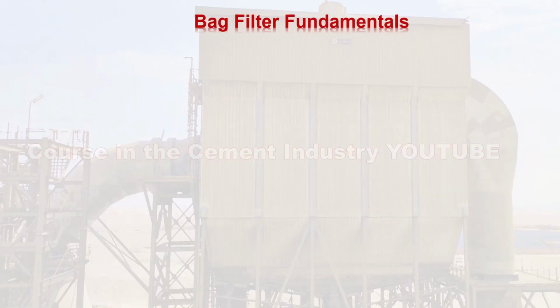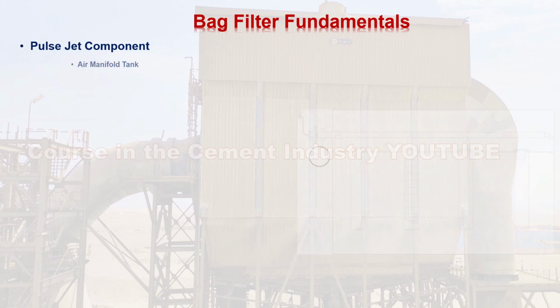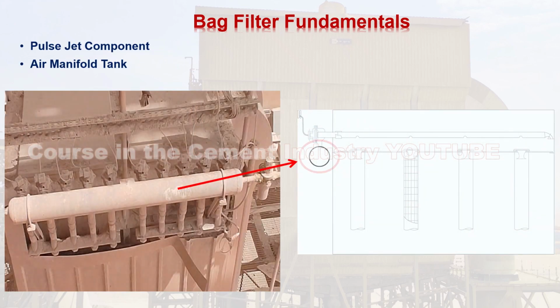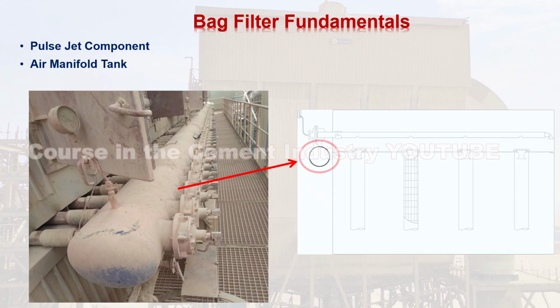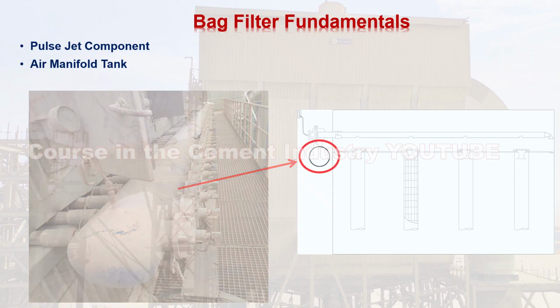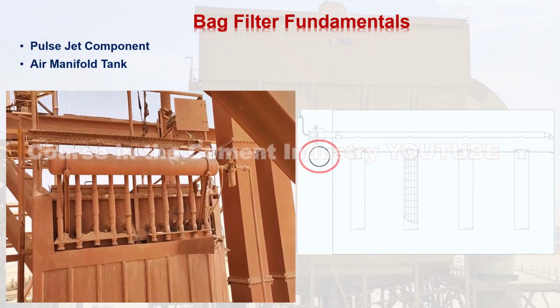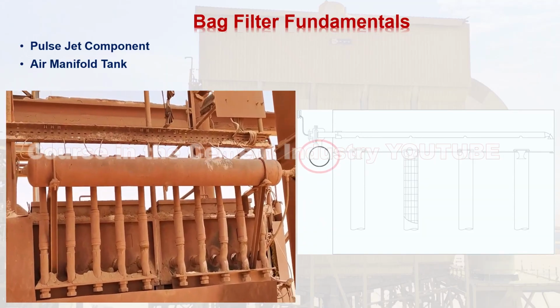Bag filter fundamentals. Pulse jet components. Air manifold tank. In it the air is stored, and from it the air is distributed to the filter, through the diaphragm valve. Diaphragm valves are installed on the air manifold tank. It is also called air accumulator tank.